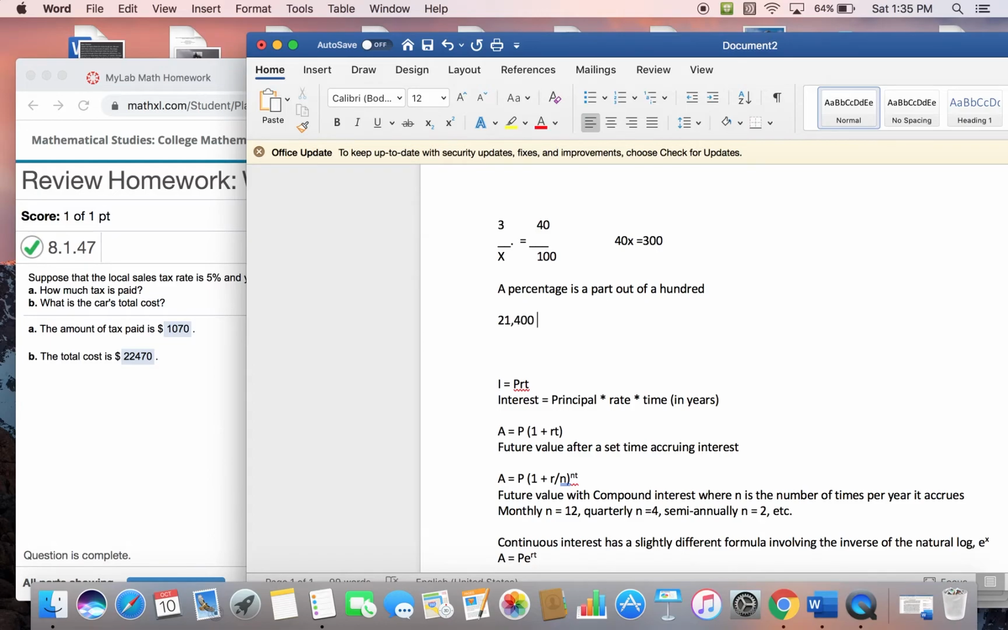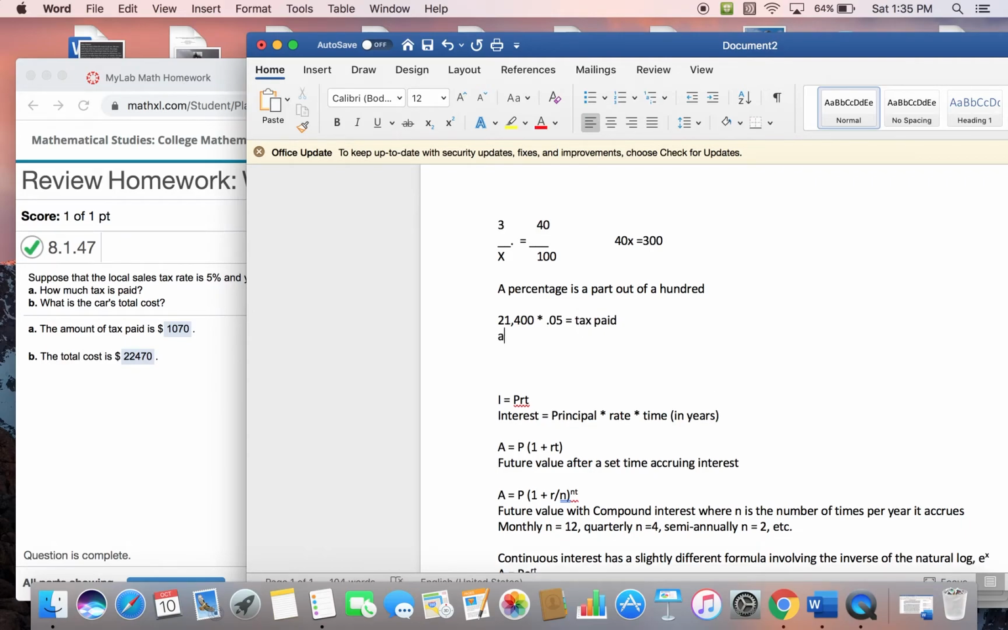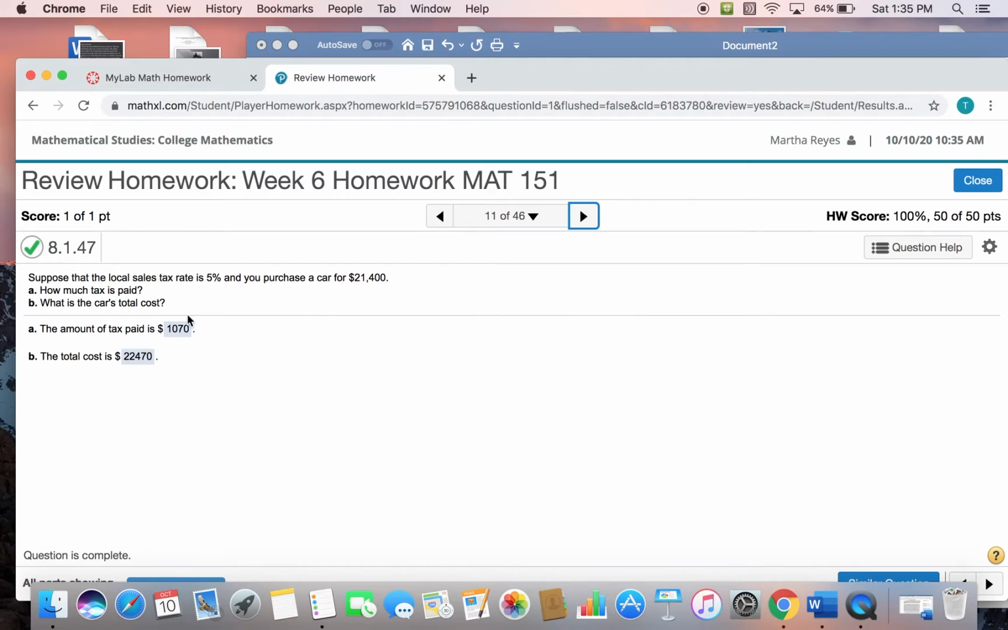And you multiply it by the decimal form, 0.05, to get the tax paid. Right? 1,070. Then you add that to the purchase price to get the total cost. Okay, so that would be $22,470, right? So pretty simple calculations there.